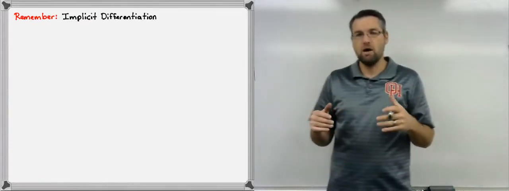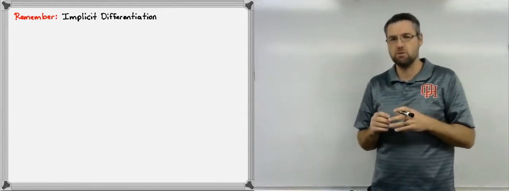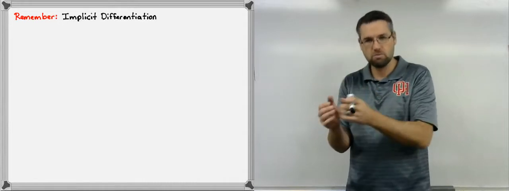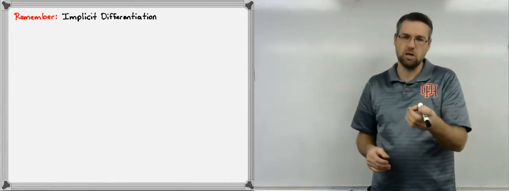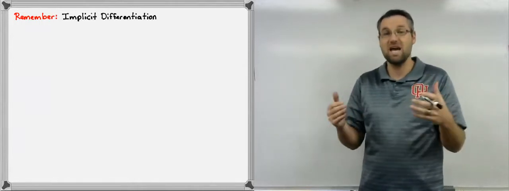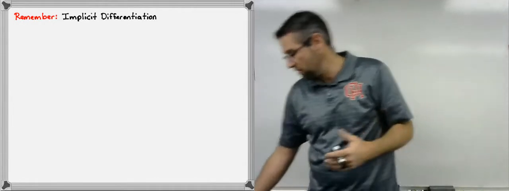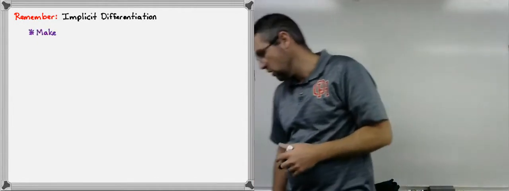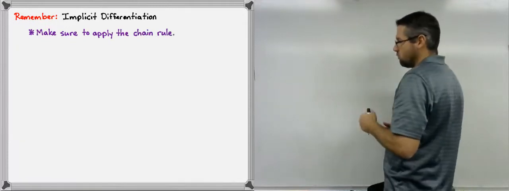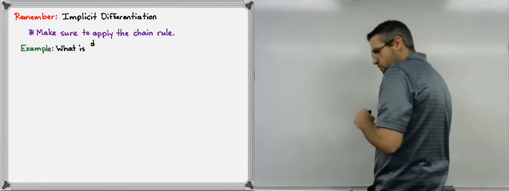a quick reminder of the idea of implicit differentiation. Implicit differentiation, remember, is the idea that you're taking the derivative of not just variables, but you're taking derivatives of functions. So the derivative of a function, we'd say, is f prime, or we'd say df dx or dy dx, because x is our variable in that case. Okay, so remember, make sure to apply the chain rule. So I'll give you an example here, or a few examples.